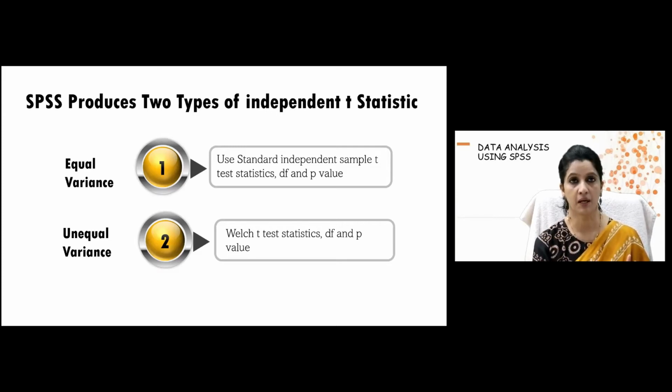While giving the command, we will see in the demo that SPSS produces two types of t-statistics, standard t-statistics and Welch t-statistics. If homogeneity of variance is met, that means it is of equal variance, then we use the standard independent sample t-test statistic, its degree of freedom, and p-value. If it is of unequal variance, then we use Welch t-statistics, degree of freedom, and p-value.